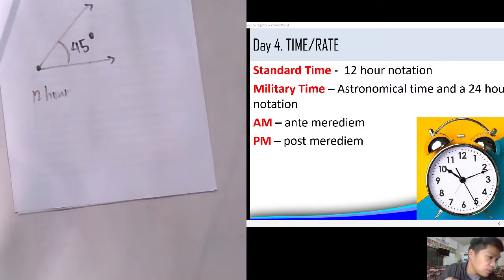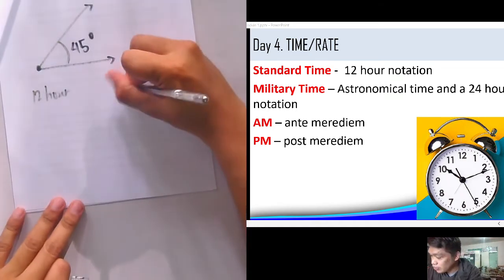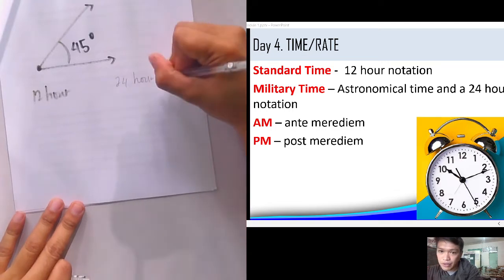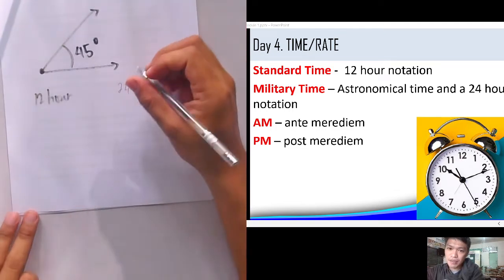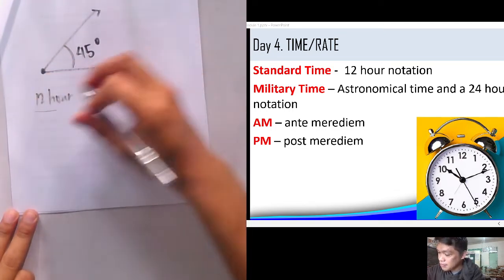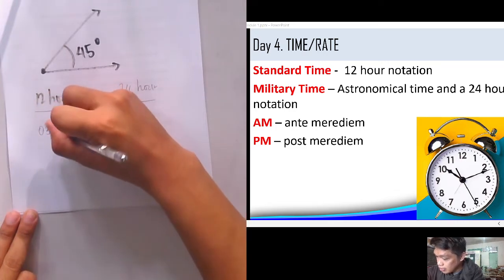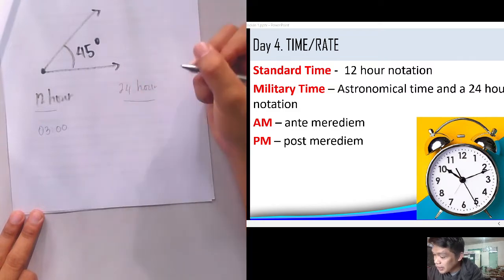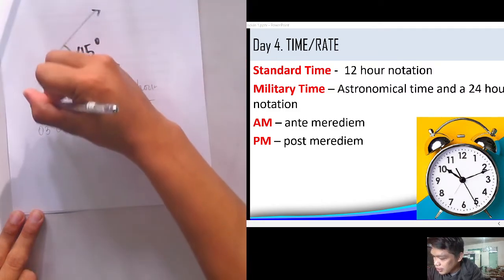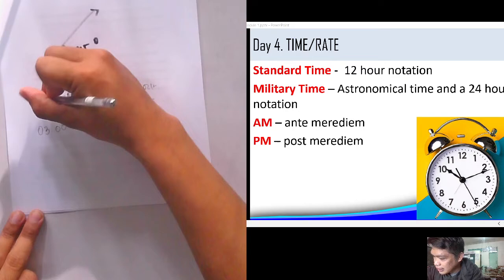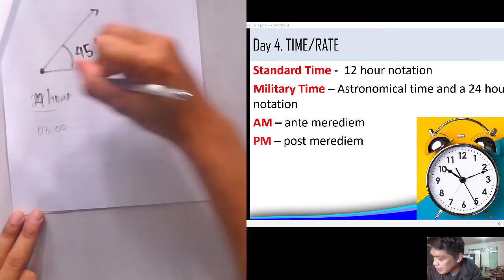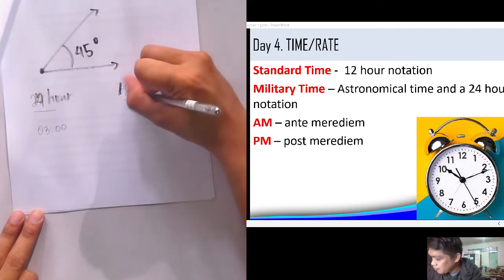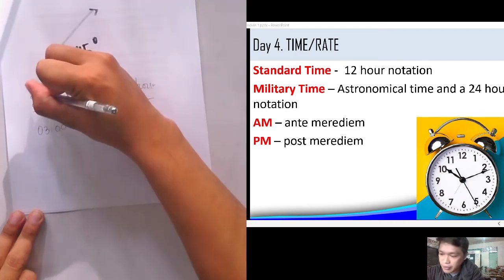Okay, wala na po akong ink. I'll be using a ballpen na lang po. So we have the 12-hour format and the 24-hour format. So example of a 12-hour format is like this. 03 o'clock. Ibig sabihin that's 3 o'clock in the morning. So kapag i-convert, mali po. Sorry for that. Nabaliktad ko. This is a 24-hour format and a 12-hour format. Sorry for that.